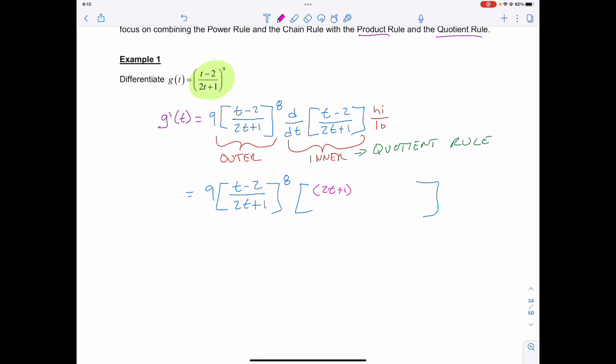We're going to take the derivative of the high, or the derivative of t minus 2, which is just going to give us 1. We're going to subtract from that the high, that t minus 2, multiplied by the derivative of low, which is going to give you 2. And that's all divided by the low squared, that 2t plus 1 squared.